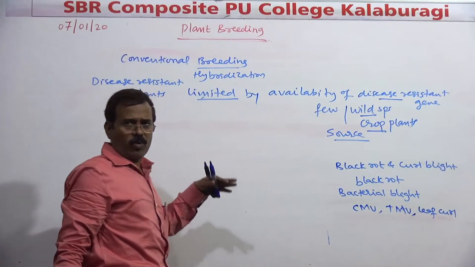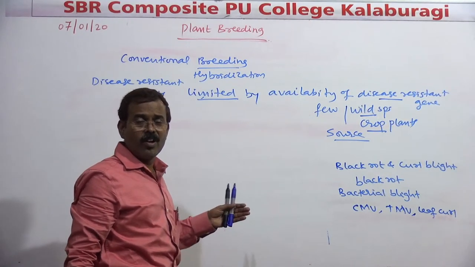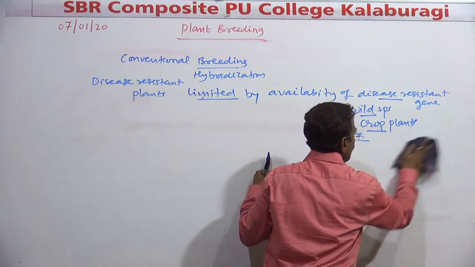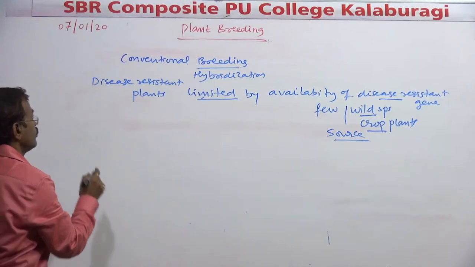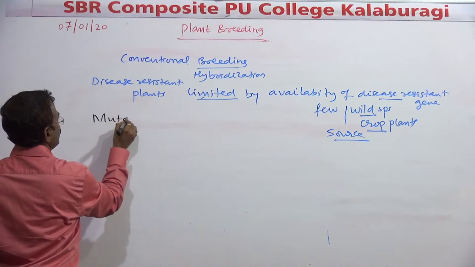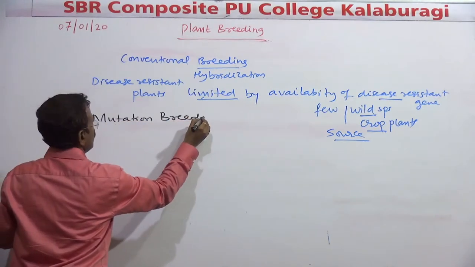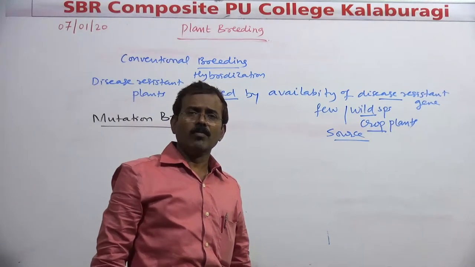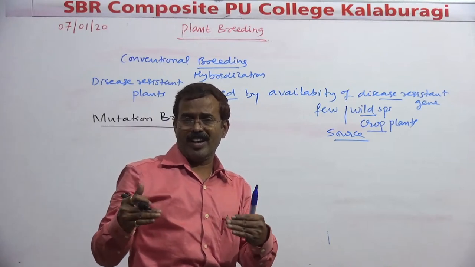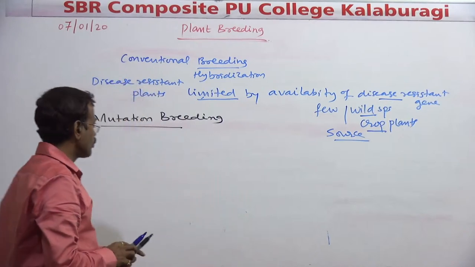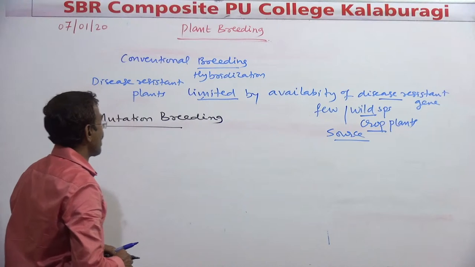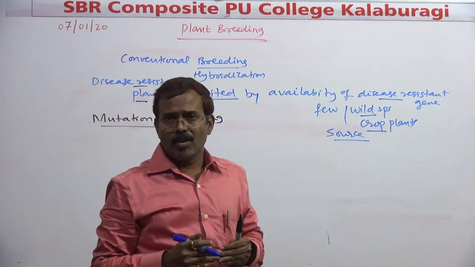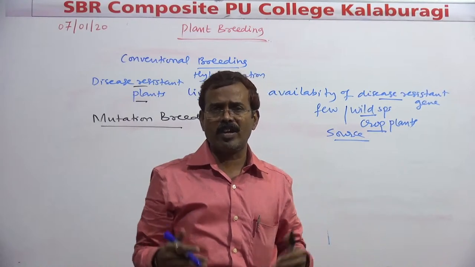So to overcome this limitation, due to the less availability of disease resistant genes, scientists have introduced another method, that is mutation breeding. This is another method of plant breeding which is very commonly used. It has become very popular because of the technique which was introduced by Dr. M.S. Swaminathan in India. So we can produce disease resistant plants through mutation breeding. What is mutation breeding? Improvement of crop plants by changing the genotype of plants through induced mutation is known as mutation breeding.